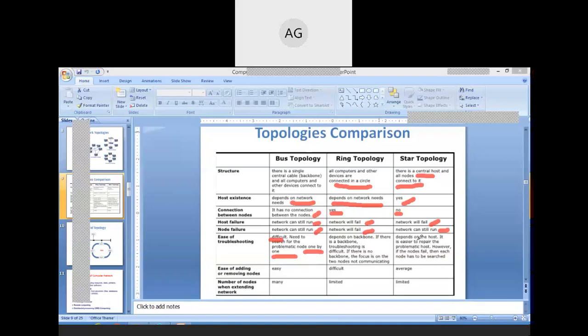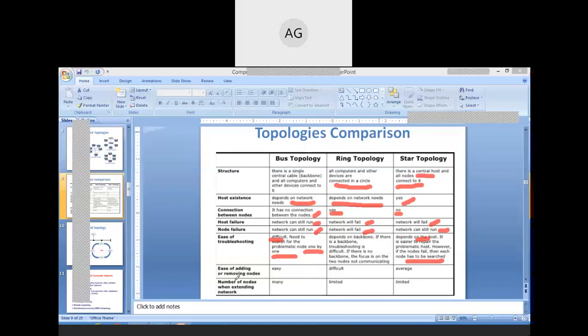star topology, it depends on the host, which is also known as the controller. It is easier to repair the problematic host. However, if the nodes fail, then each node has to be searched. So if the controller has failed, it can be troubleshot easily, but if a node has failed, then we need to search which node has failed.